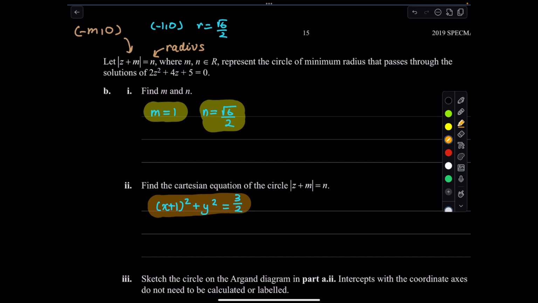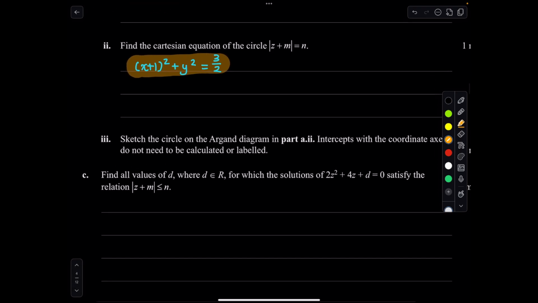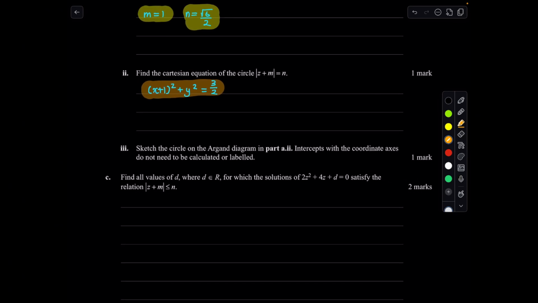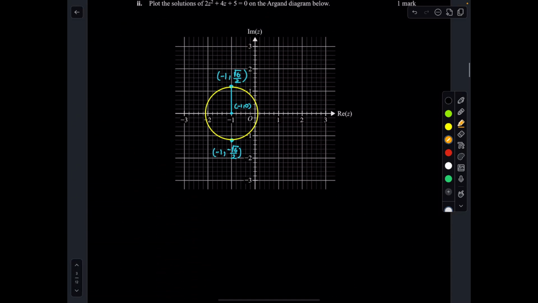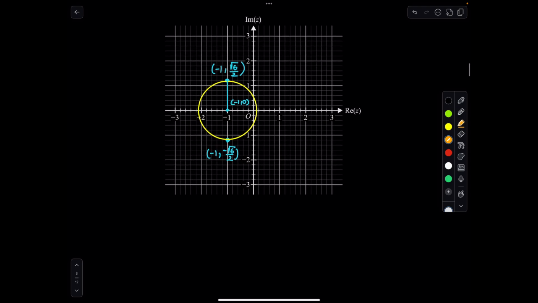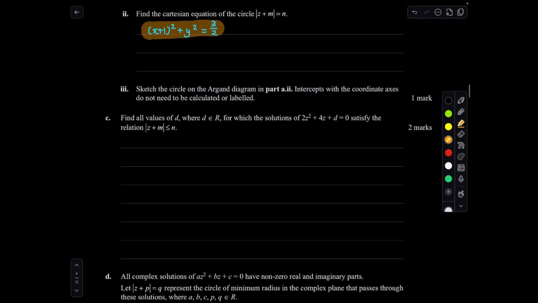All right. Going down. Sketch the circle on the Argand diagram. Intercepts with coordinate axes do not need to be labeled. Okay, this is perfect. So basically this over here, the way we did it here. We don't have to label any intercepts with the axes. That looks perfect. Done. Next question.